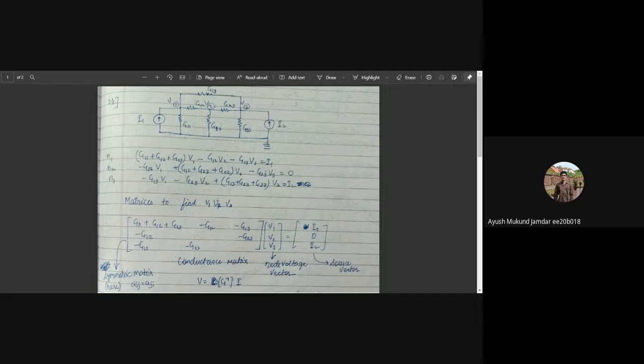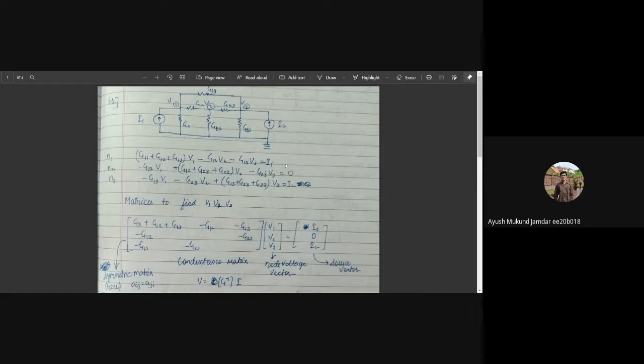What will it be? The current going outside will be taken as positive, and current coming towards the node, I'll take it to be negative. So what will the equation be? First, considering the first branch where G11 is connected to node 1, that is V1 minus 0 by R11, that is V1 minus 0 times G11 because conductance and resistance. Again, this plus V1 minus V2 times G12 plus V1 minus V3 times G13, and I'll take minus for I1 because, as I said, I1 is coming towards the node.